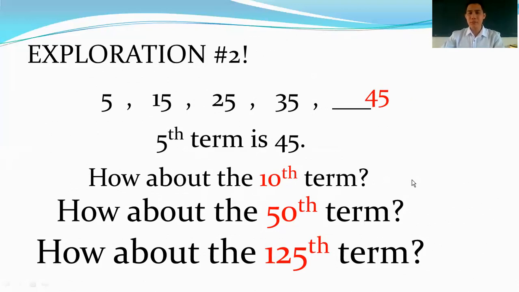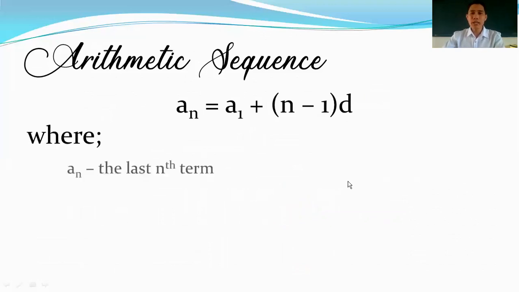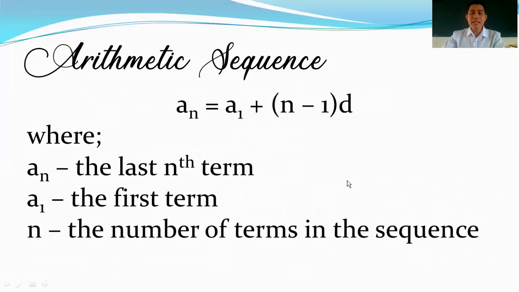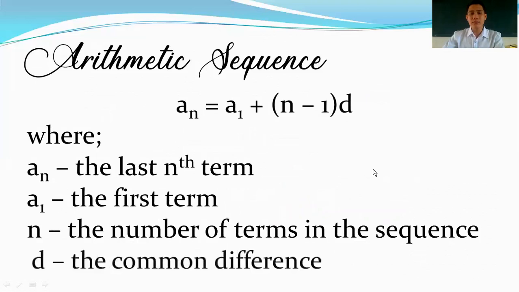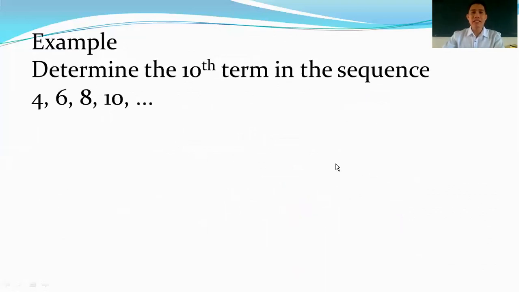Of course not. That's why I'm going to introduce to you the formula for the arithmetic sequence. So this is the formula. a sub n is equal to a sub 1 plus the quantity of n minus 1 times d, where a sub n is the last n term, a sub 1 is the first term, n is the number of terms in the sequence, and d is the common difference. Let's try this example.